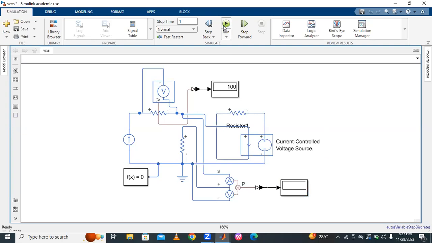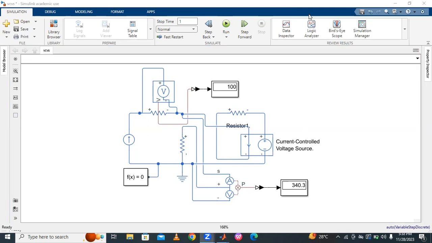So simulate. So 340.3 is the power across this R2 resistor. Power absorbed by the R2 resistor. Understood? So in this way, we have to measure the voltage, current, and power for dependent sources. This is about measurement of voltage and current for dependent sources.